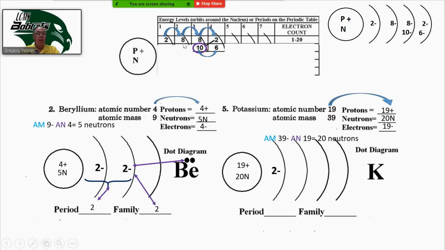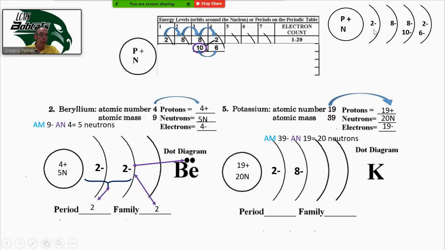If it's full, we go to the second energy level, and it can have up to 8. So we're going to add 8 electrons on the second energy level. Our model needs a total of 19, and right now we have 2 plus 8 is 10. So we need more. So we're right here at the second energy level, and we're going to go to the third energy level, which can have 8.